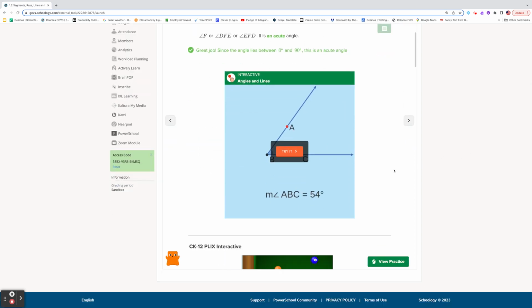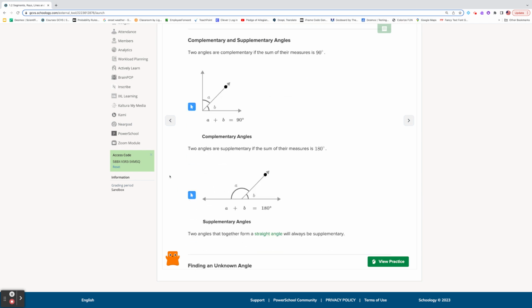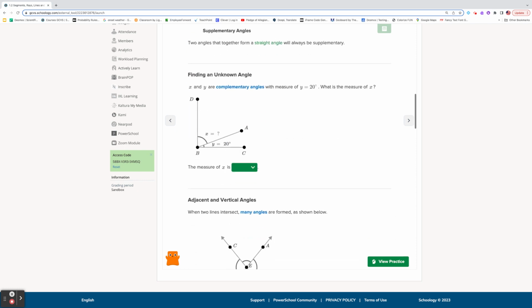As you're answering each question, you're getting feedback. What about these words complementary and supplementary? They go back to earlier grades. If you don't remember what they mean, you're going to look at the definition. And this is where we're getting into what we're really talking about in this lesson. In this diagram, you can see we have two angles, DBA and ABC. You see they share this ray. So these two angles are what we call adjacent.